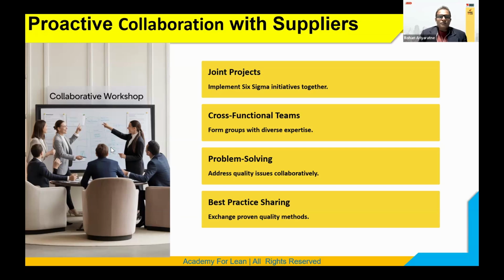And also you have to create cross-functional teams to review. The teams include the sourcing team, the QA team, the marketing team and the production team. Together, you have to create a cross-functional team to start good collaborative work with the supplier.